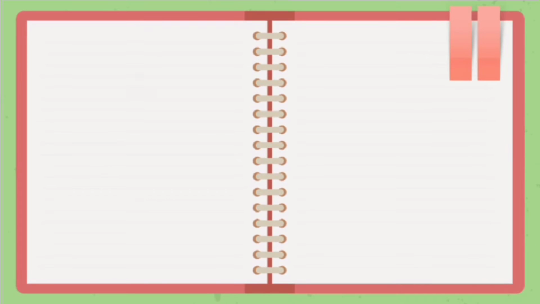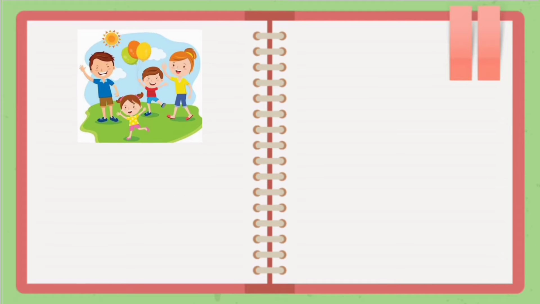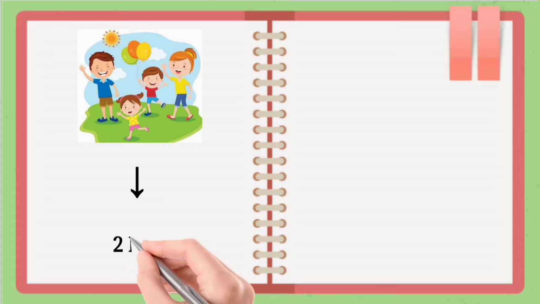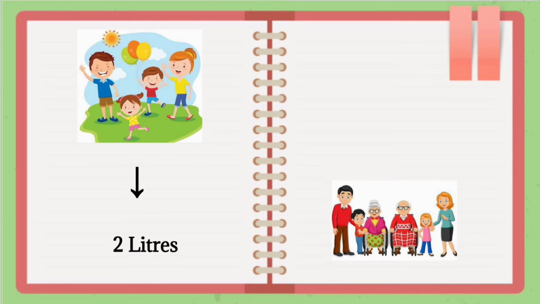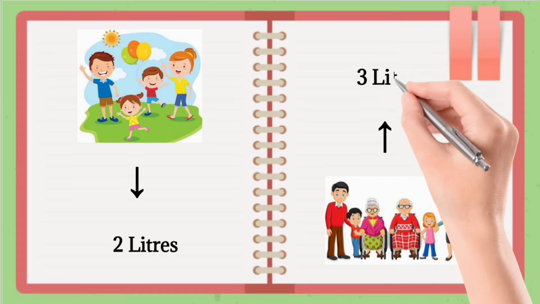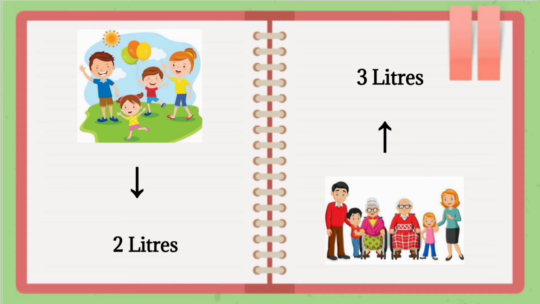Let us consider another example. Suppose a family of 4 members consume 2 liters of milk daily, and the family with 6 members consumes 3 liters of milk daily. So here what we see? When the number of family members increased, consumption of milk increased too. So these are the different situations that we come across in our day-to-day life. We saw in both the situations that changes in one quantity resulted changes in the other quantity also.